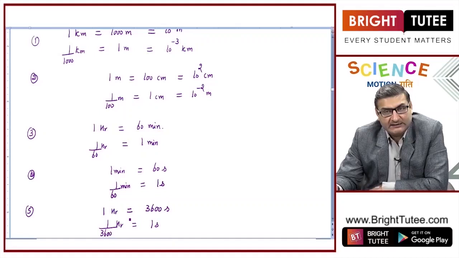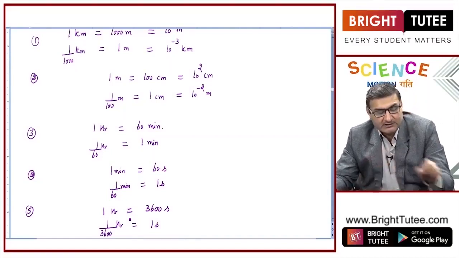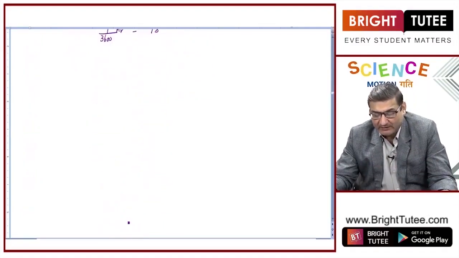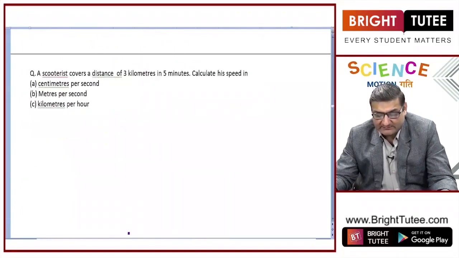Fine. Another thing we know is that whenever we are converting a bigger unit into a smaller unit, we always multiply, and whenever we are converting a smaller unit into a bigger unit, we always divide. This is what you all know already, because this is how it is taught in schools. So, you must be knowing it. Now, let us take a few questions based on these conversions.